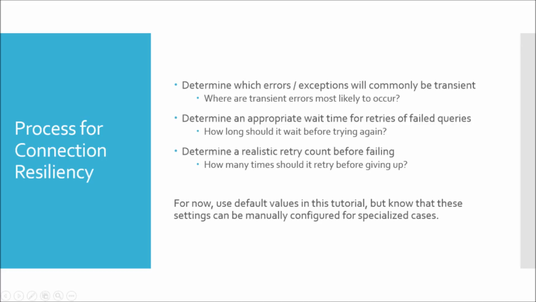So now we know why connection resiliency is important, but how should we set it up? What's the process? First, we need to determine which errors or exceptions will commonly be transient. That is, where are these transient errors most likely to occur? Next, determine an appropriate wait time for retries of failed queries. In other words, how long should it wait before it tries again, before it reloads?